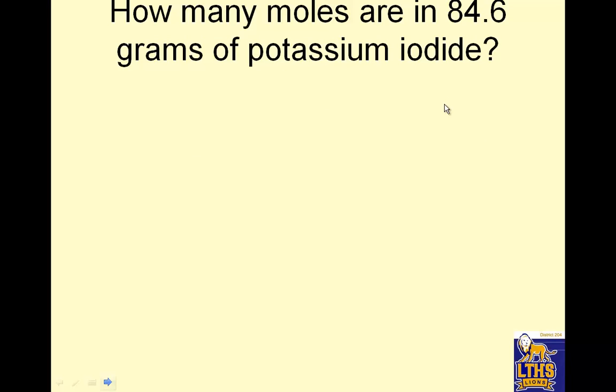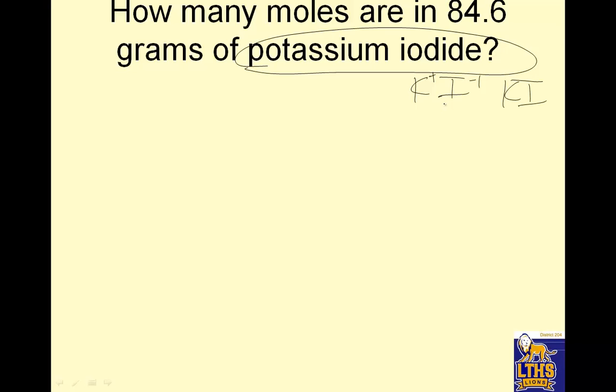How many moles are in 84.6 grams of potassium iodide? My first thought is, what is potassium iodide? Potassium is K, iodide is I. K is plus 1 from the periodic table, I is minus 1, so it is KI. So I have 84.6 grams of KI, and I put grams of KI on the bottom to cancel and go into moles of KI.